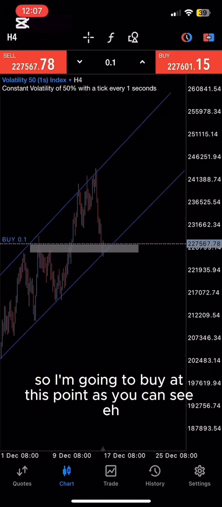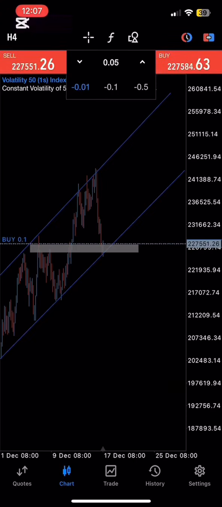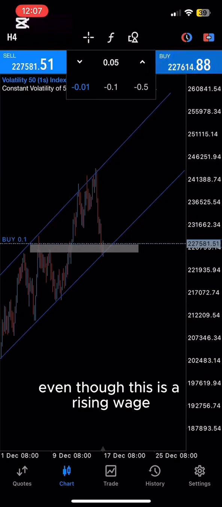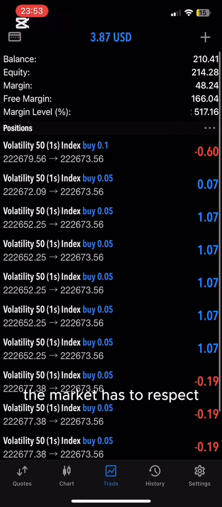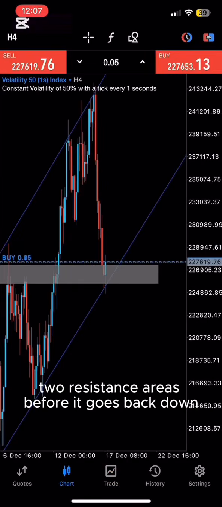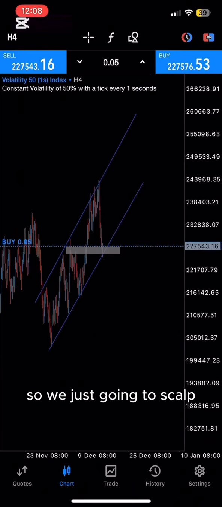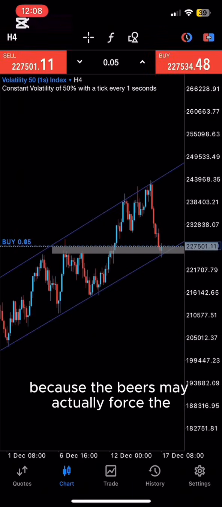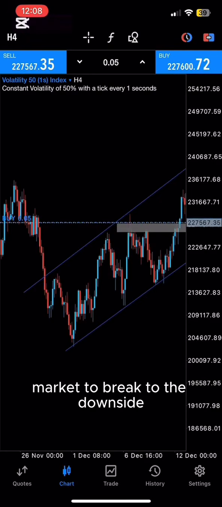So I'm going to buy at this point, as you can see, because the market here has reached two resistance lines. Even though this is a rising wedge, we usually expect breakouts from the downside. The market has to respect two resistance areas before it goes back down. So we're just going to scalp this one. It won't last long because the bears may actually force the market to break to the downside.